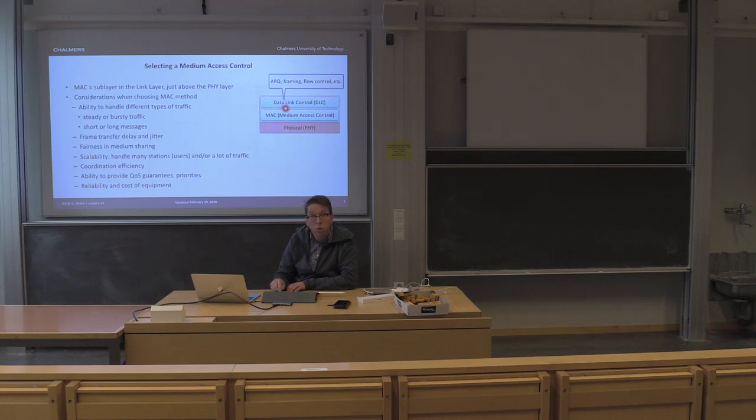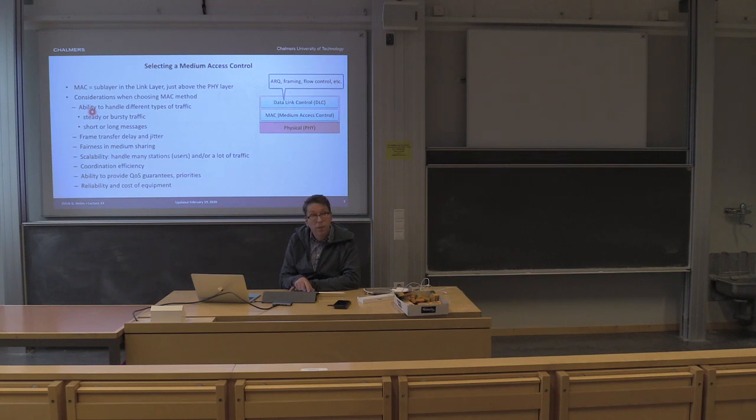And the data link control is responsible for these retransmission protocols, framing that we did not talk about but was on the last lecture, flow control, which we haven't talked about but was also on the last lecture, and so forth. So the data link control has responsibility for these things, but today we will talk more about medium access control. Okay, so it's the layer just above the physical layer. Sometimes it's called a sublayer. And considerations when choosing a method or a protocol for this MAC, what do we want to do?